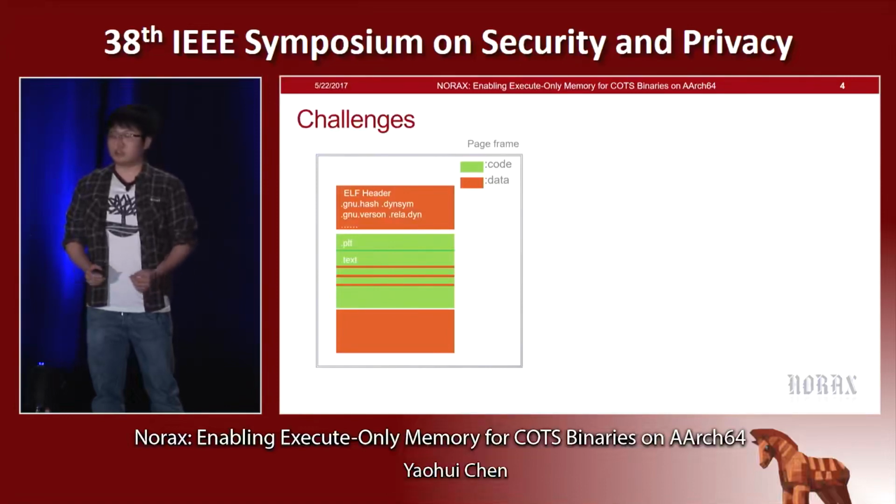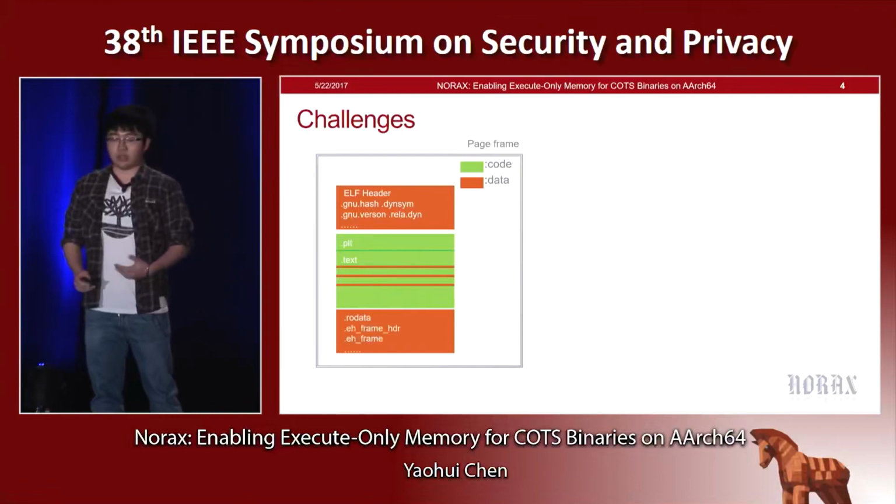Note that there are 3 thin orange bars inside the .text section that represent the inline data. And after the text, you have the read-only data sections and EH-frame sections. These are also read-only but placed together with those code contents.